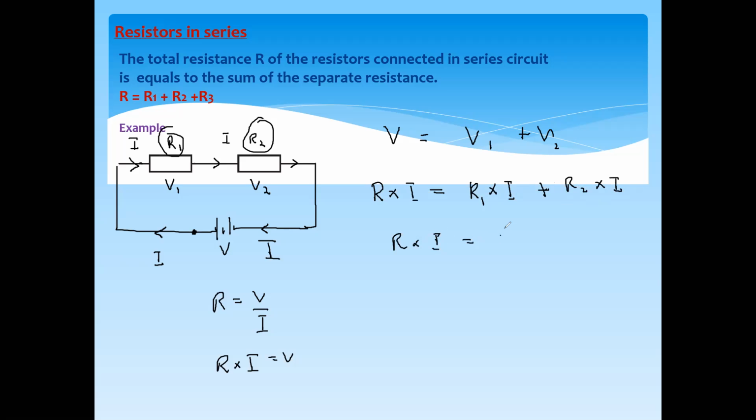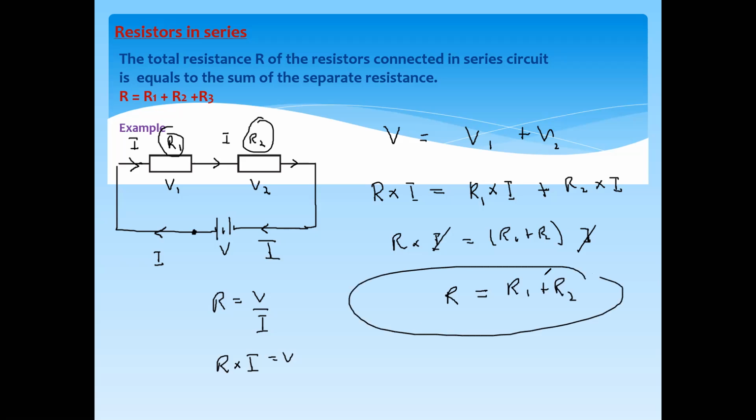So as I is common, I can say it is R1 plus R2 multiplied by I. And this I will cancel with I. So I can say the total resistance of a circuit in series is equal to R1 plus R2. But again, you don't have to learn this derivation. All these formulas are derived from one base point, but there are certain derivations you have to learn, not all of them.